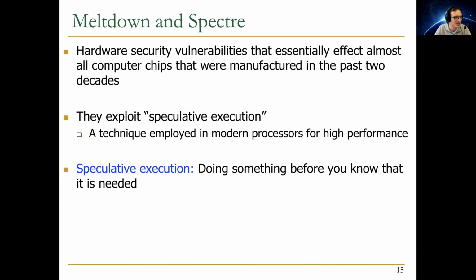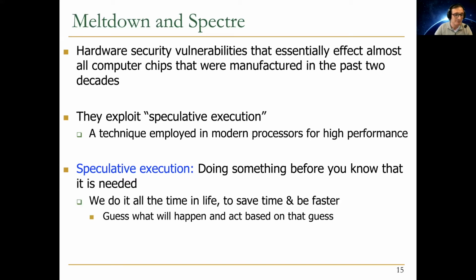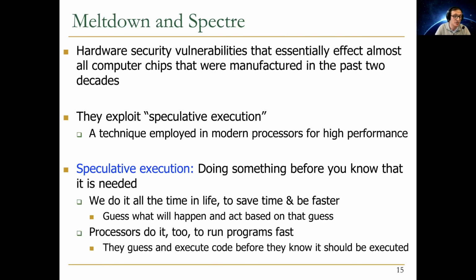Because I told you, first of all. And second, if you look at the past history, the lectures don't change as much, even though there are new things that we discussed over time. So basically, we do it all the time in life also to save time and be faster: guess what will happen, and act based on that guess, right? Essentially, computers do that also. Processors, essentially to run programs fast, they guess what will happen.